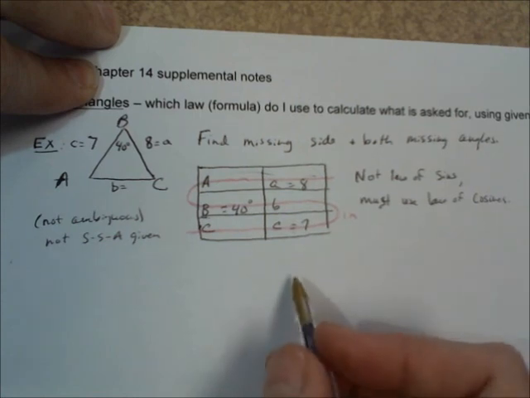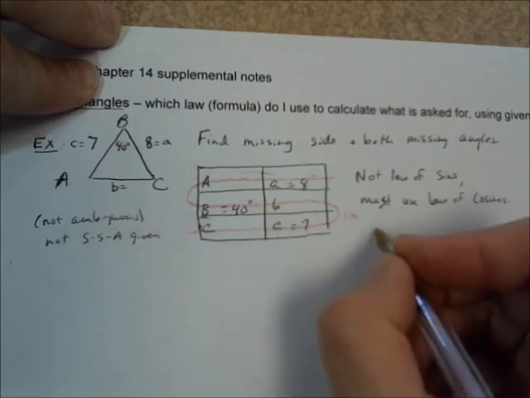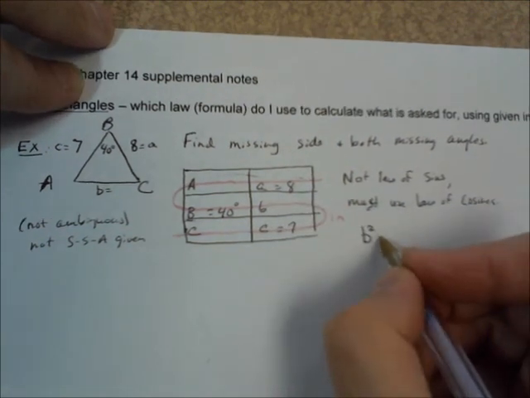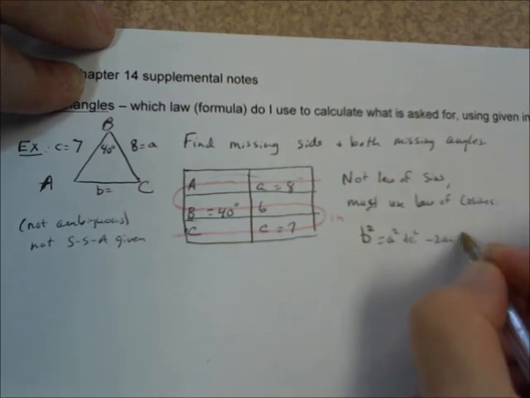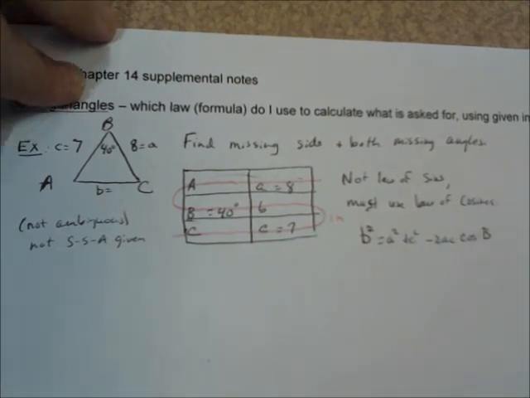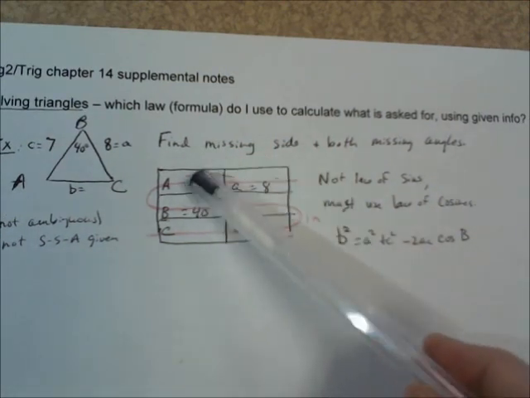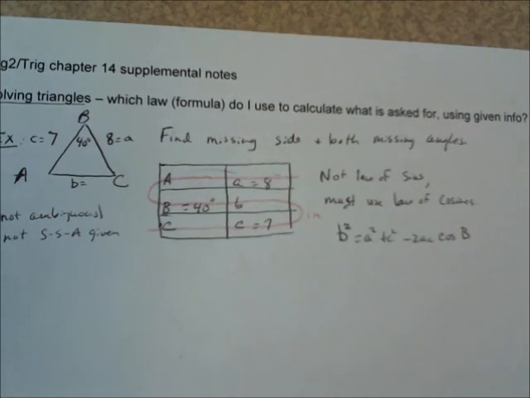Okay, the law of cosines says we're going to find this missing side. So let's say we're trying to find b. b squared is equal to a squared plus c squared minus 2ac cosine of big B. We couldn't use the law of sines because the law of sines says a over the sine of A equals b over the sine of B, and we would have two missing pieces of information. So we couldn't use that. So we have to use the law of cosines.